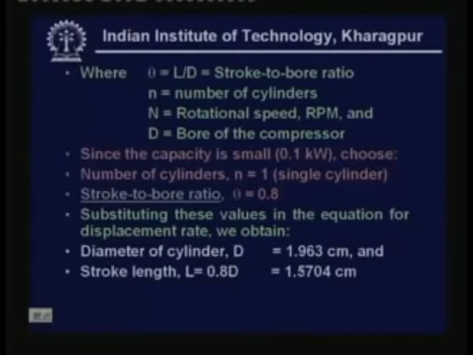Okay, so from this discussion, the stroke to bore ratio theta is selected as 0.8. Once you have selected theta and n, then all that you have to do is substitute the value of theta and n and the displacement rate in the equation shown before. Then the only unknown is the diameter. So from this example, you find that the diameter of the cylinder is 1.963 centimeter, and the stroke length L is nothing but theta into d. Theta is 0.8, 0.8 into d is 1.5704 centimeter. This is how normally the principal dimensions of a compressor are chosen.